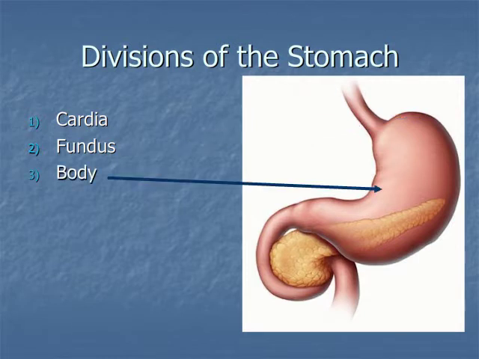The next major region of the stomach is the body. The body is the mid part of the stomach, and it's an area where we have quite a lot of muscular contractions. So it's an area where there's a lot of digestion going on. Any food being actively digested, chances are, is going to be within the body.